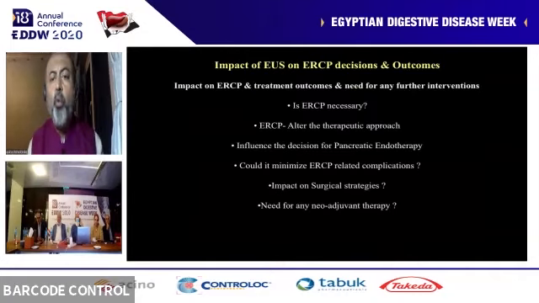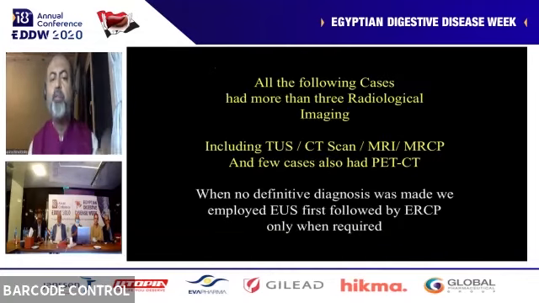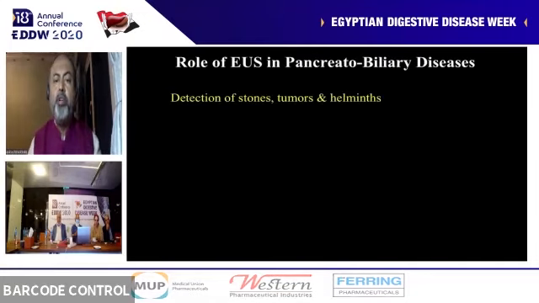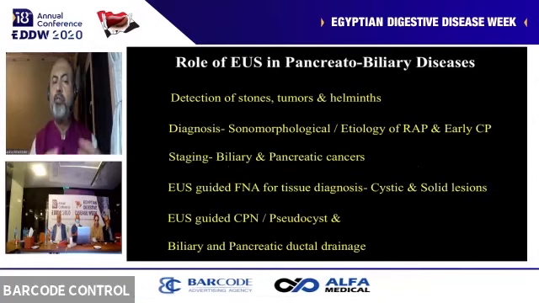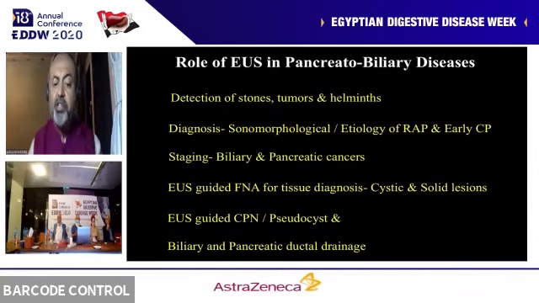Coming to why EUS is important for ERCP decisions and outcomes. A lot of times you can possibly avoid an intervention based on EUS findings. And I'm going to touch upon some of those as I will show some interesting video case capsules which were diagnosed, or were tried to be diagnosed, on various imaging. And when they failed, finally we had to do EUS. So coming to pancreatobiliary diseases, we can diagnose stones, tumors, helminths. You can have recurrent acute pancreatitis, staging of pancreatobiliary cancers, tissue acquisition, EUS-guided drainage of pancreatic fluid collections, and including pancreatobiliary ductal drainage.